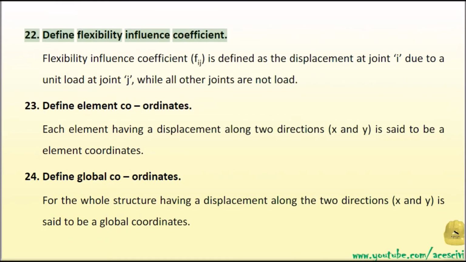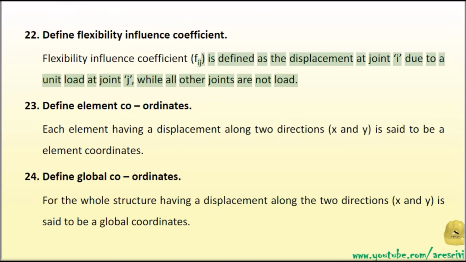Define flexibility influence coefficient. Flexibility influence coefficient, Fij, is defined as the displacement at joint I due to a unit load at joint J, while all other joints are not loaded.